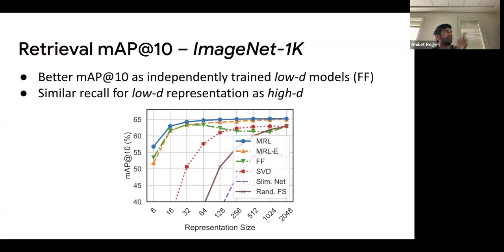This is a very similar finding on this different metric compared to our simple top one. So this is a measure of how well we can retrieve things at different scales on ImageNet, and we can do better than independently trained models again. So this is very similar to the findings on classification.